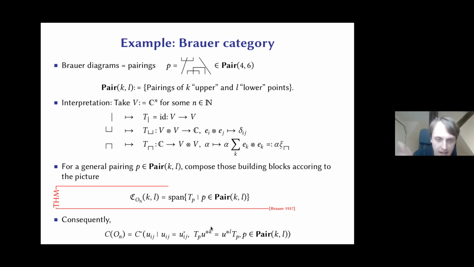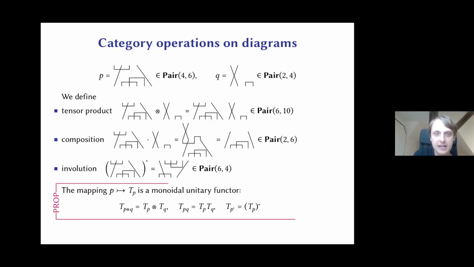Right. I will get back to this again in a minute. But before that, I want also to point out that those diagrams also allow us to model the category operations. So if I have two pairings like this, I can compute the tensor product using those diagrams just by putting the diagrams side by side.